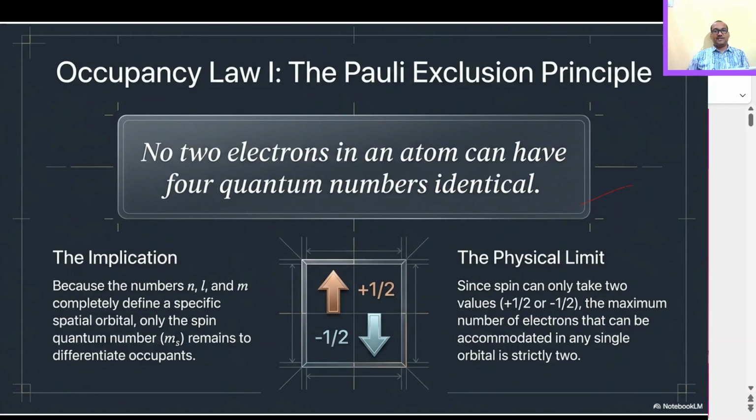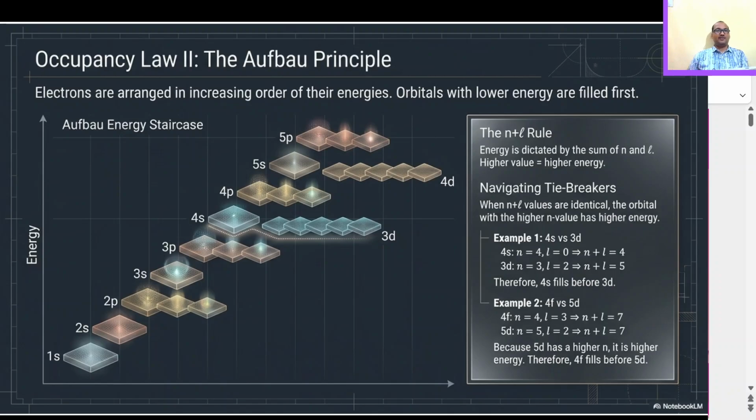Here you can see pictorially, no two electrons in an atom can have 4 quantum numbers identical. So they will differ in their 4th quantum number, either plus half or minus half. Similarly, you can see here the Aufbau's principle pictorially, how the different orbitals are arranged in the increasing order of their energies. Basically the concept is that the orbital with lower energy will be filled up first, and that is based upon the n plus L rule.